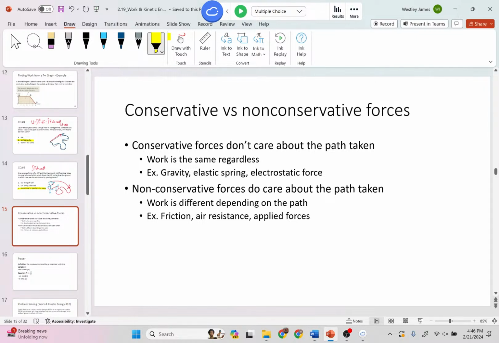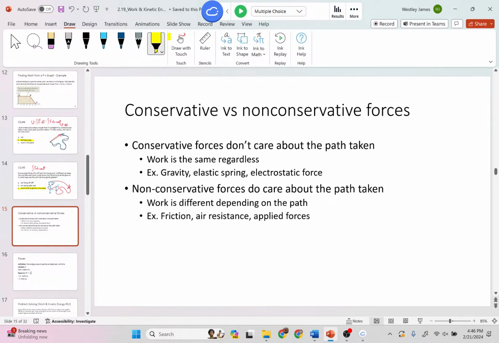Non-conservative forces are forces that are affected by the direction you're going. Friction is affected by the direction you're going. The applied force is affected by the direction you're going. Air resistance is affected by the direction you're going. Gravity doesn't care which way you're going. Gravity affects everything the same. That's the way to remember that. Gravity doesn't care what you're doing. It still pulls with the same force. Friction cares about which way you're going. It's always pointed the opposite way.